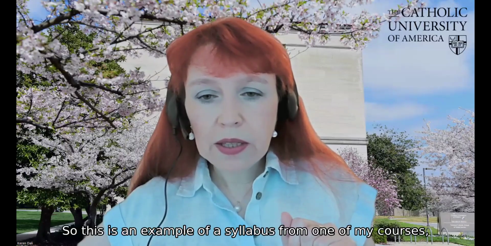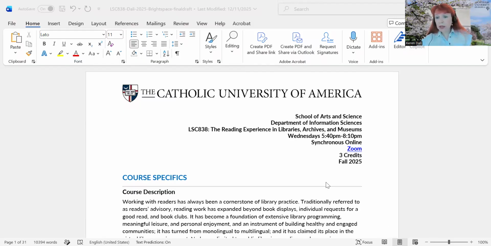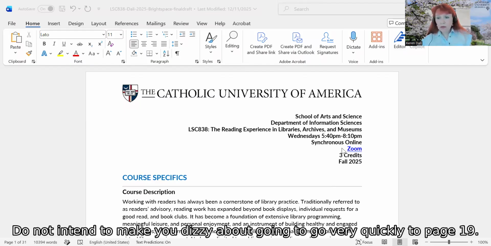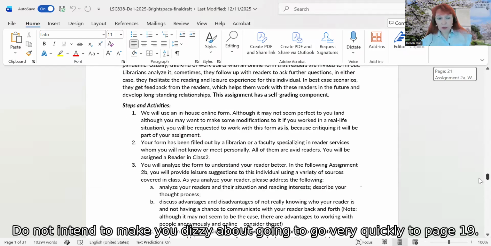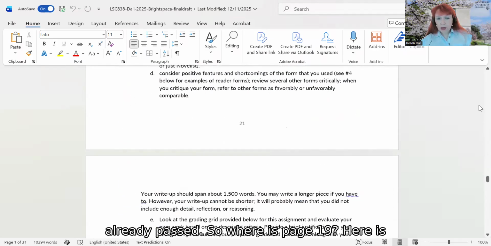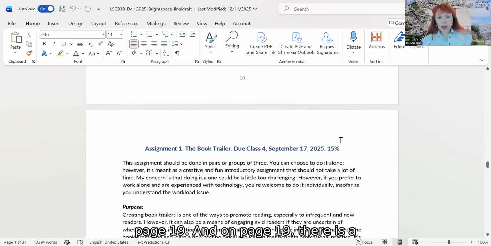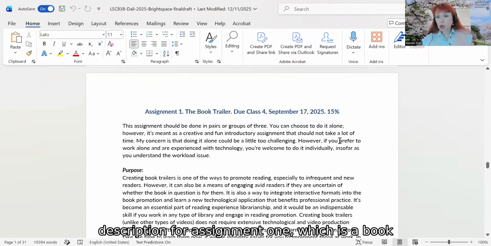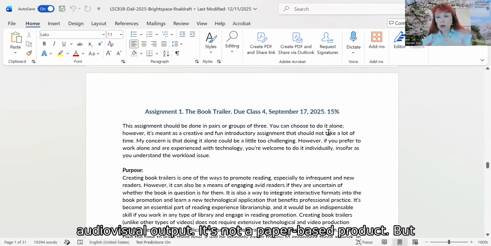So this is an example of a syllabus from one of my courses, the Reading Experience in Libraries, Archives, and Museums. I don't intend to make you dizzy, but I'm going to go very quickly to page 19. Okay, already passed. So where is page 19? Here's page 19. And on page 19, there is a description for assignment 1, which is a book trailer.